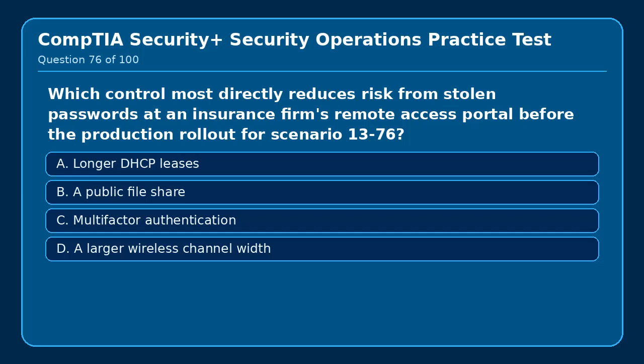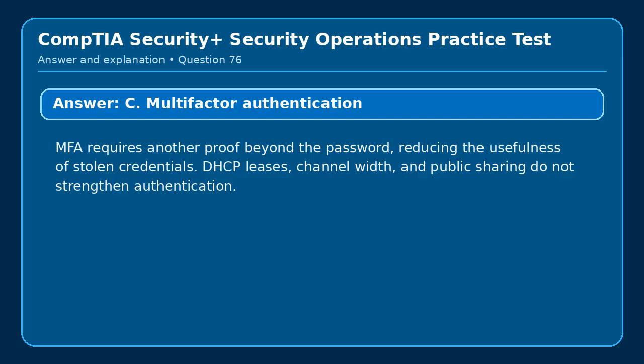The answer is B. Output encoding and input validation. Cross-site scripting risk is reduced when untrusted input is validated and safely encoded before rendering. SNMP strings, static routing, and disabled backups do not address browser script injection.